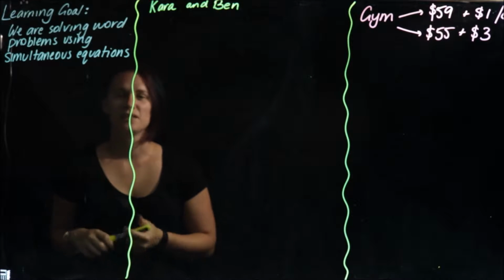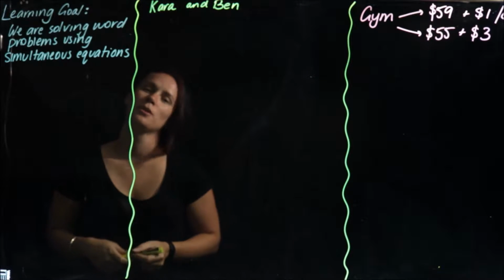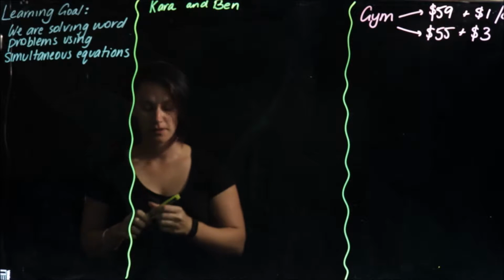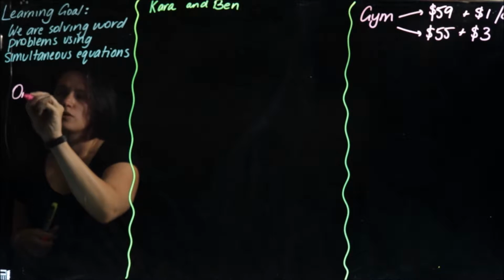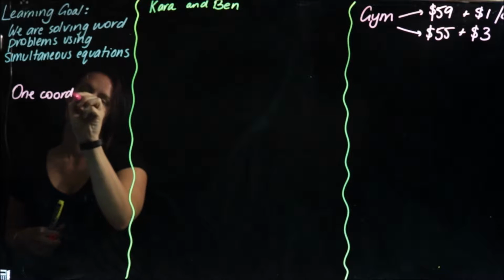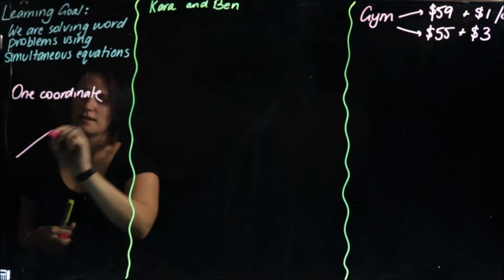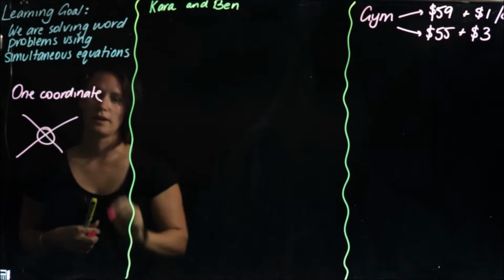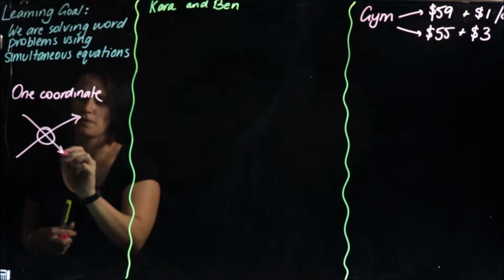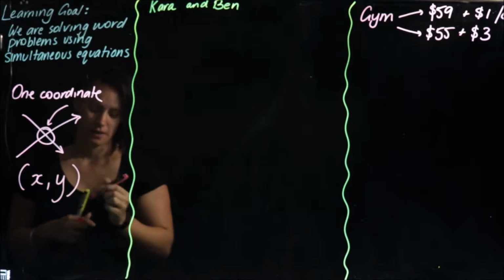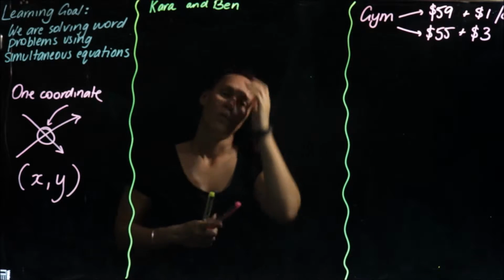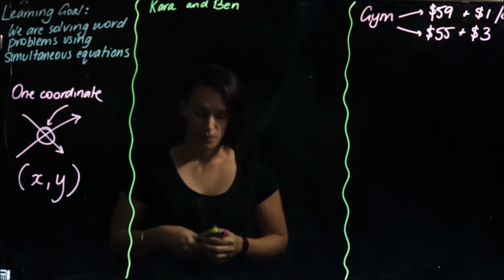Alright, in this lesson what we are looking to do is solve word problems using simultaneous equations. Remembering that simultaneous equations are ones that have one coordinate on both lines that are the same, so an intersection point, right? One line will be going one way, one might be going the other way, but they still have one coordinate, an XY coordinate that is exactly the same. So we've got word problems to use those skills that we have already.